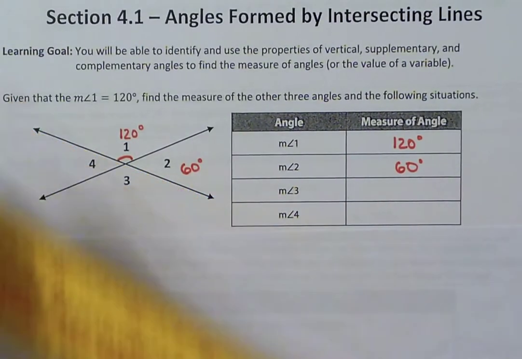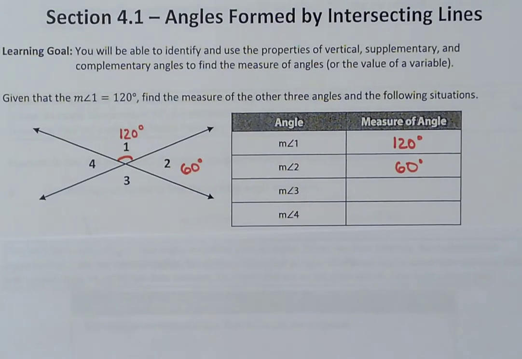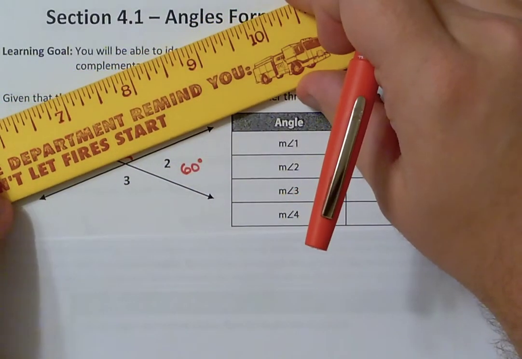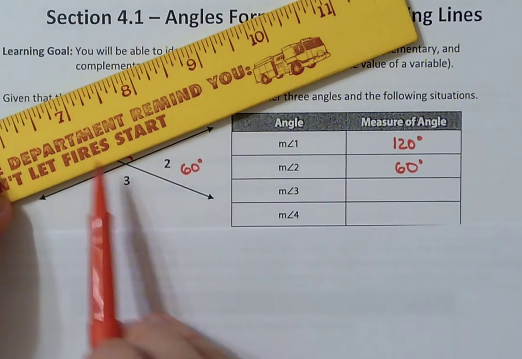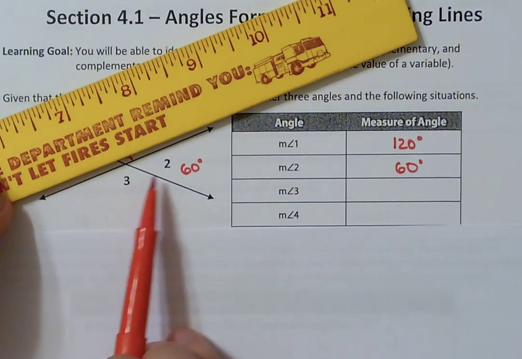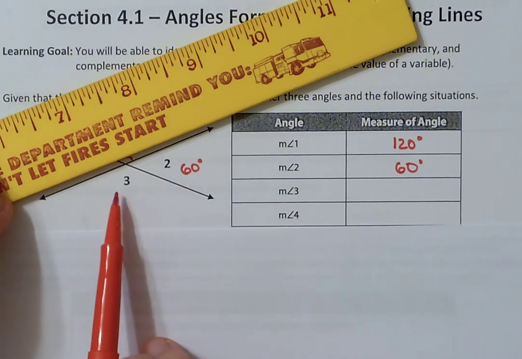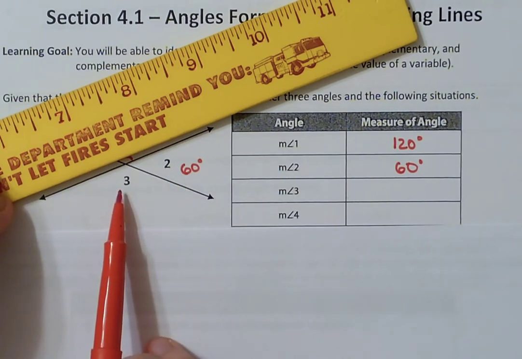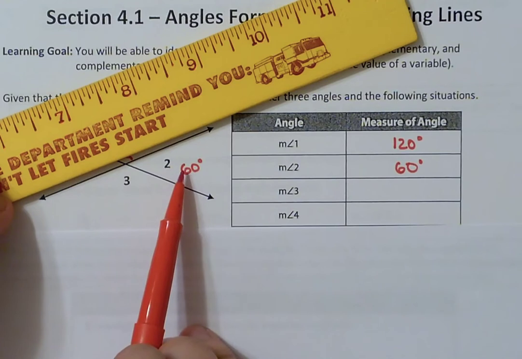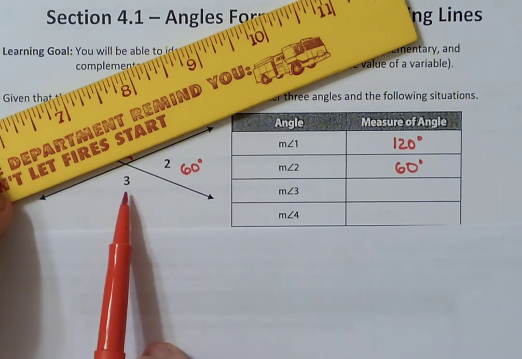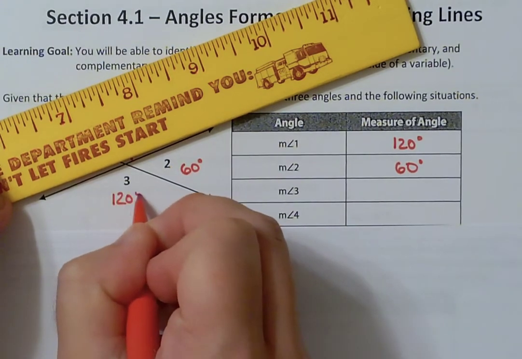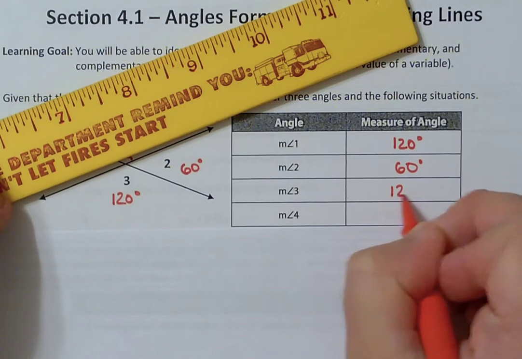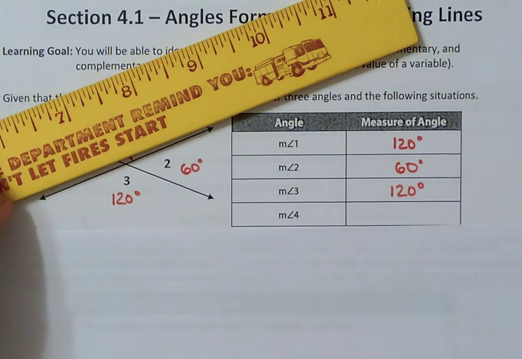Next, if I need to find the measure of angle 3, let's carry the same idea, but focus on angles 2 and 3. If I know that angle 2 is 60 degrees, what should angle 3 equal if I need these two to add up to be 180? So 60 plus what equals 180? Well, if you're following the pattern, angle 3 is going to be 120 degrees.